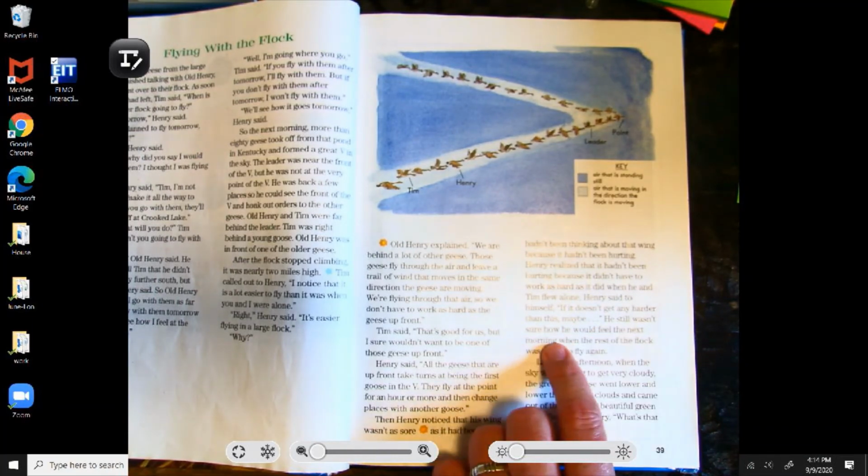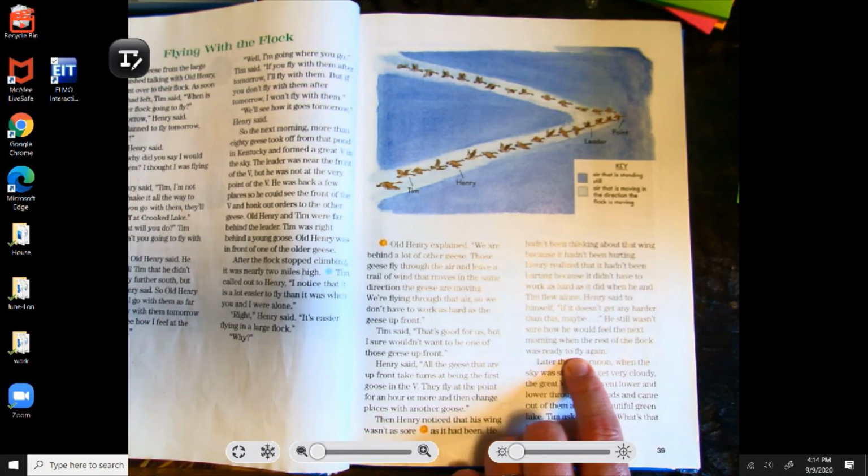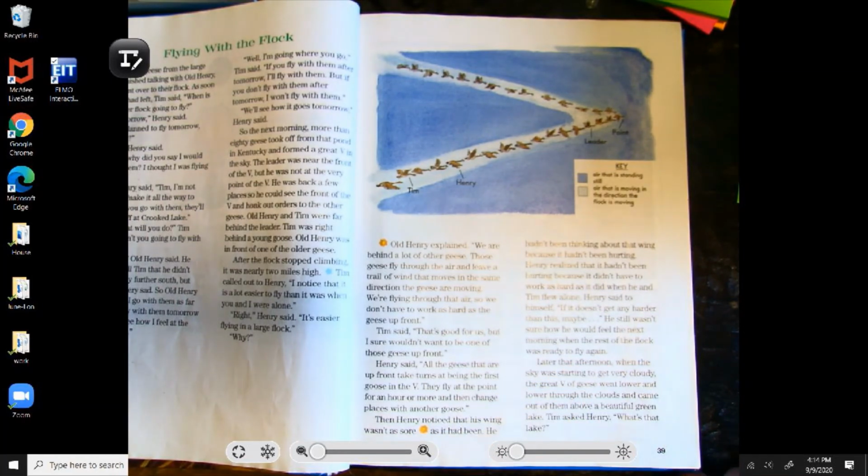He still wasn't sure how he would feel the next morning when the rest of the flock was ready to fly again. Later that afternoon, when the sky was starting to get very cloudy, the great V of geese went lower and lower through the clouds and came out of them above a beautiful green lake.